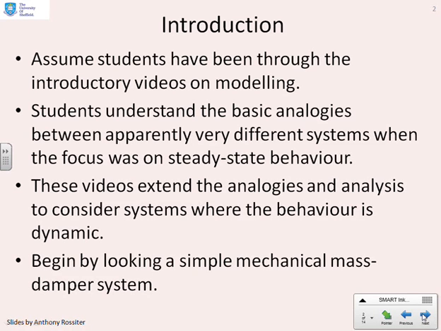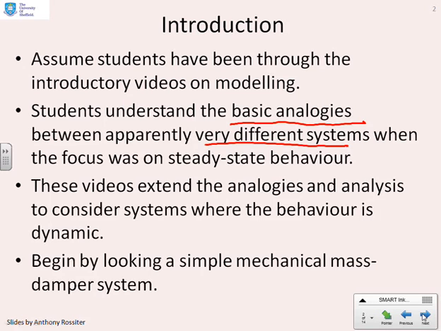We're going to assume that students have been through the introductory videos on modelling, so that was things like parallel springs, parallel pipes and so on. And therefore that students understand that there are often simple analogies between apparently very different systems.